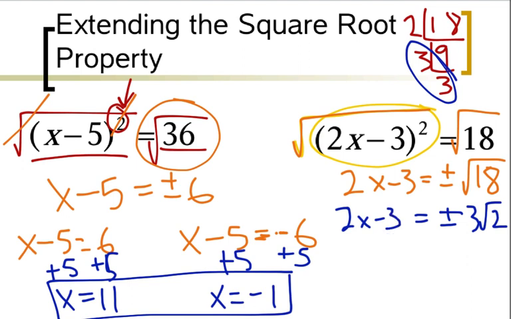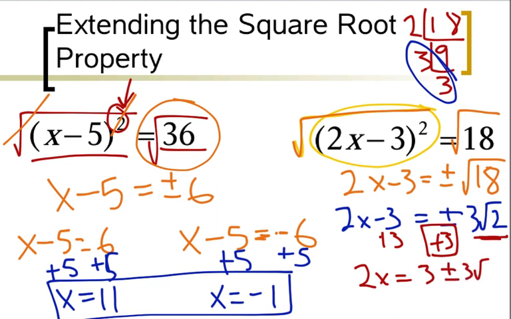So to finish, I just add my 3. And here's the thing. This 3 is not a like term with the 3 root 2. So I'm supposed to actually write it 2x equals 3 plus or minus 3 root 2. Okay? And again, that's because they're not like terms. And don't try to add the 3 to the 3, or don't add it to the 2, because they're not like terms. To finish, though, I need to divide everything by 2.